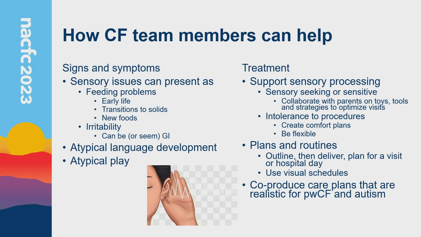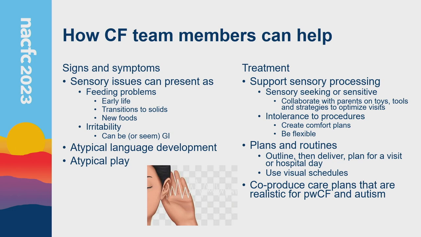I don't expect anyone in this room to make a diagnosis of autism spectrum disorder. But remember, sensory symptoms can present as feeding problems. In early life, there can be feeding problems, lots of difficulties with textures, and a lot of sensitivity in many people with autism, or transitioning to solid food or taking new foods, lots of irritability. Irritability in little kids who don't have a lot of speech is often attributed to the GI tract, and it can be. But just think about that kid who may have unusual GI distress and what that might mean.